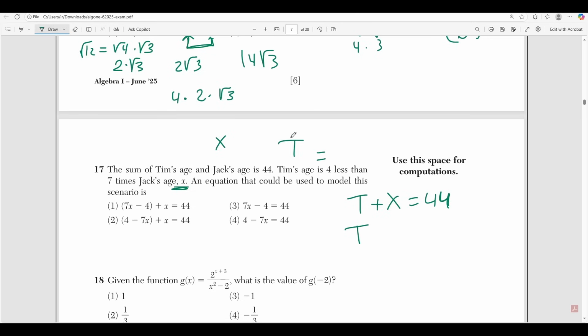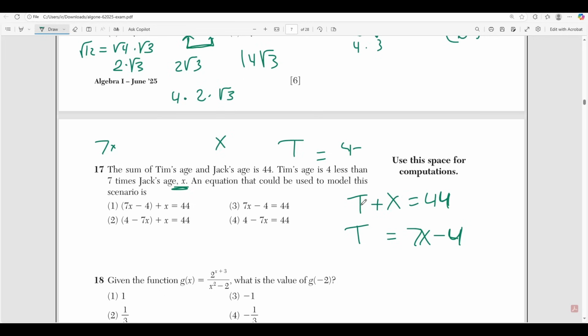So Tim's age, which we said was t, is equal to 4 less, which is 4 minus, 7 times Jack's age. So 7 times means multiply it by 7. So if Jack's age is x, 7 times Jack's age is 7 times x, and then Tim's age is 4 less than that. So from that 7x, we're going to subtract 4. So that's Tim's age. Now they want us to find an equation that could model the scenario.